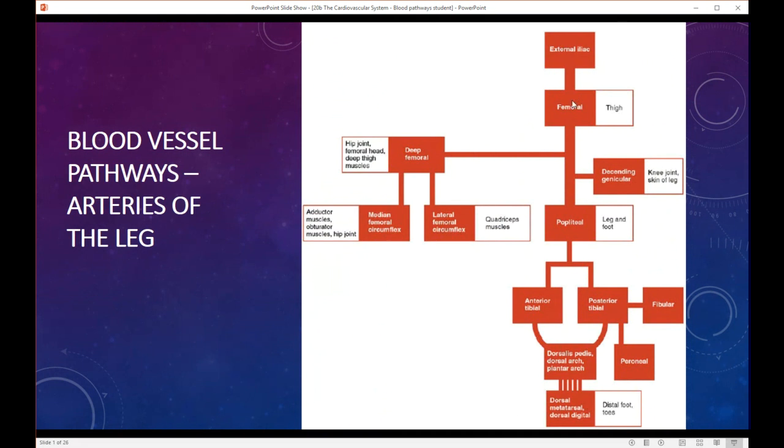Here's those. We're going to go down the femoral to the popliteal at the knee. And then we have our anterior and our posterior tibial. There's the fibular. And then we're going to go down to the foot.